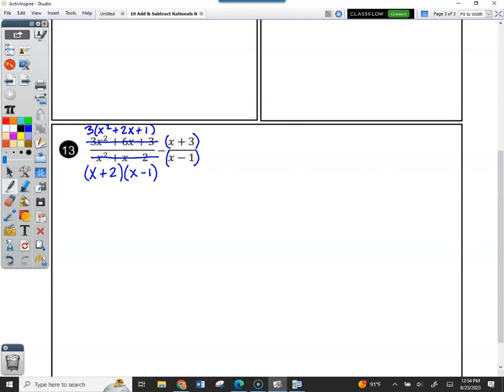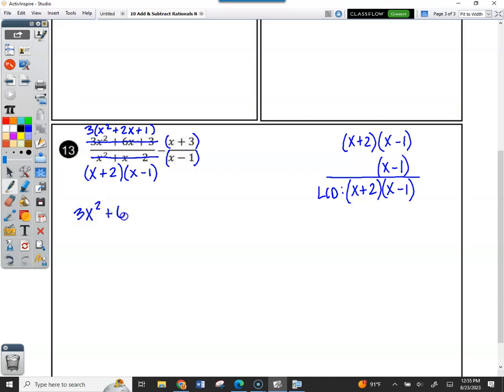Okay. All right. So stacking our vertical orientation for LCD, we've got x plus 2, x minus 1, then we have x minus 1. So the LCD is x plus 2, x minus 1, right? Okay, so on the left, does it need anything? No. So I'm just going to bring it down. I'm going to go back to 3x squared. You can leave it as 3x squared. I think most people did. I'll show it to you both if you want.